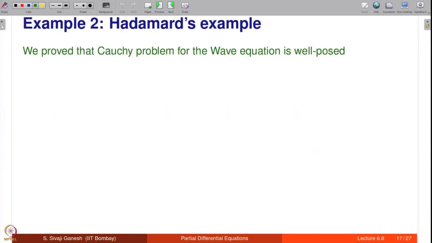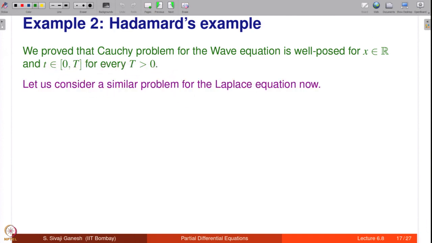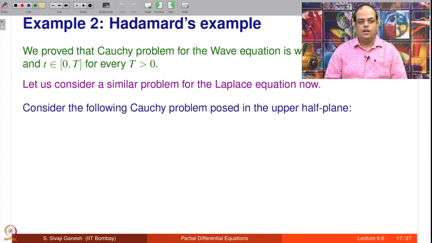We proved that the Cauchy problem for the wave equation is well posed on domains like this, x belongs to R and t belongs to (0, T), and this happens for every T positive. Let us consider a similar problem for the Laplace equation now. Consider the following Cauchy problem posed in the upper half plane.